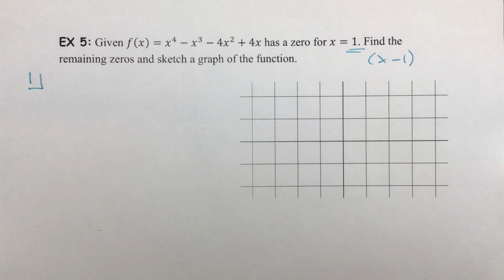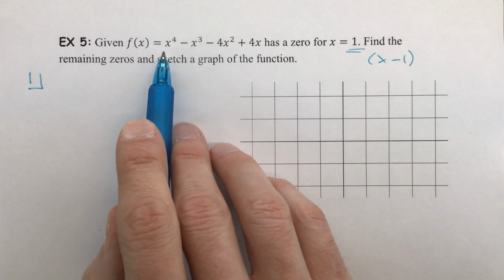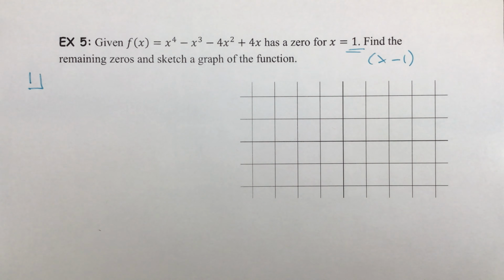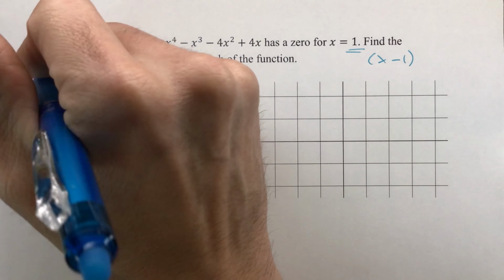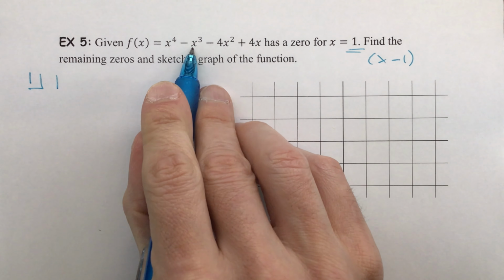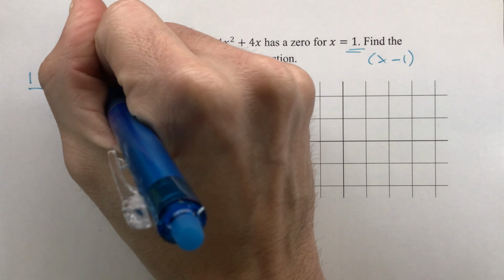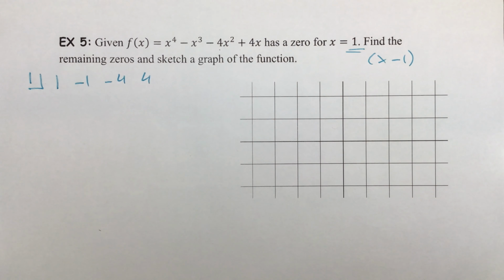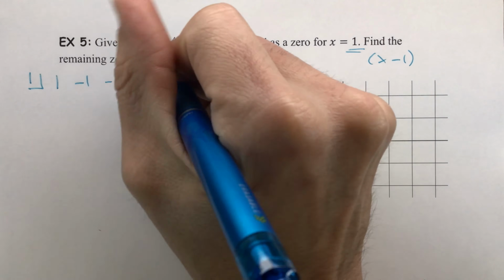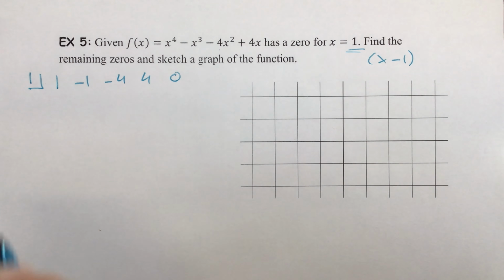That from the very beginning, if we wanted to, we could factor an x from each of these, which would represent a 0 at 0. Okay, but we'll let it be for right now. All right, coefficients, you got a 1, you got -1, -4, and 4. And the constant, which is the 0.